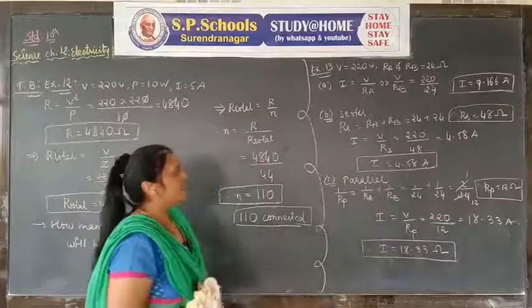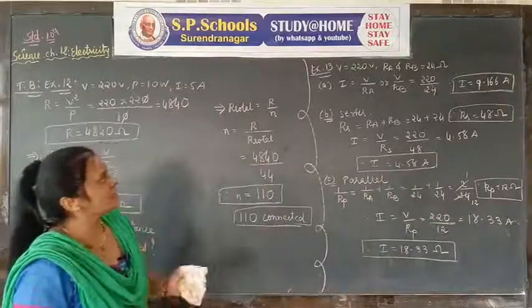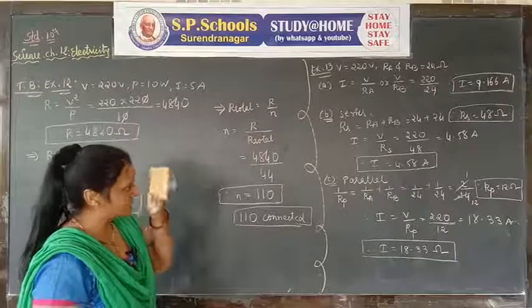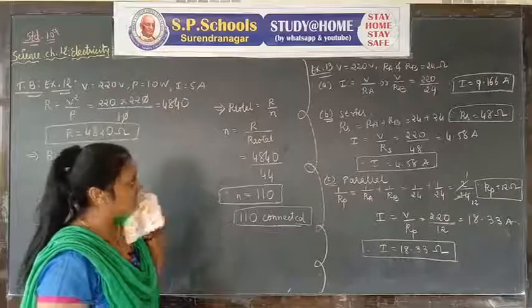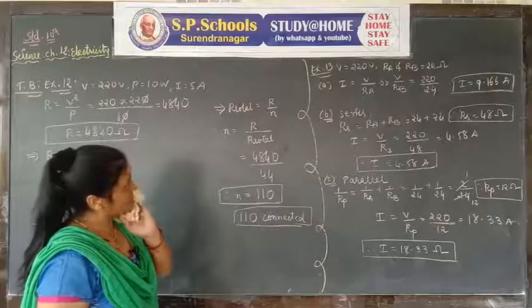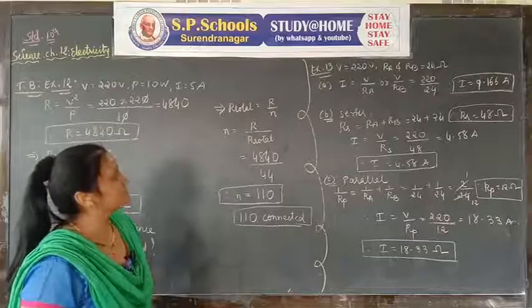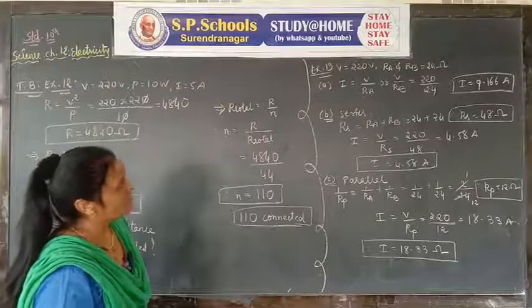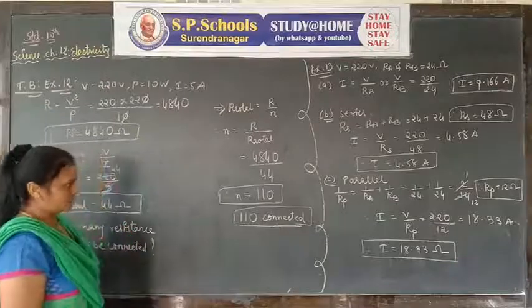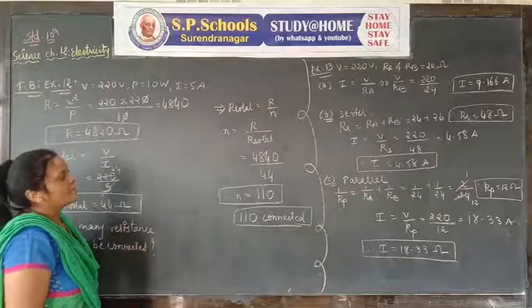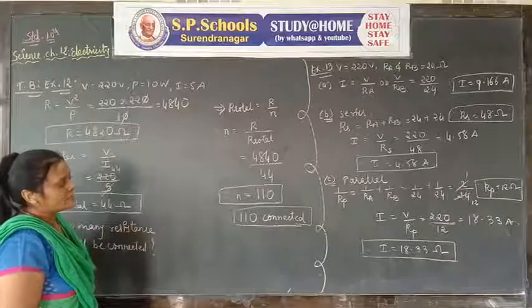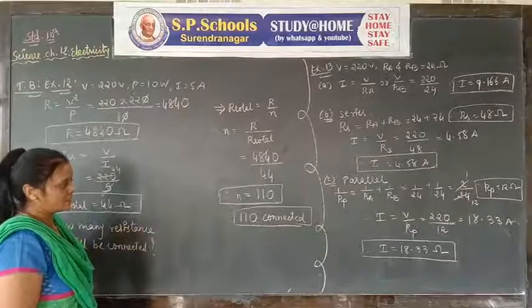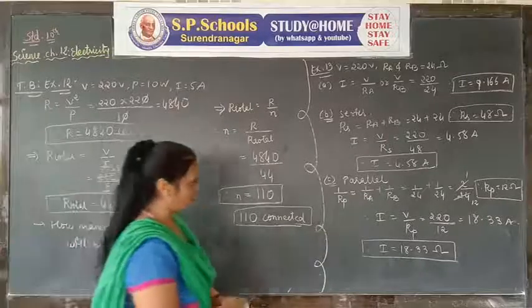You find the values of electric current in each of the 3 cases. First, with the same resistance connected in series, it is 4.58 ampere, and when connected in parallel combination, it will be 18.33 ampere, not ohm.